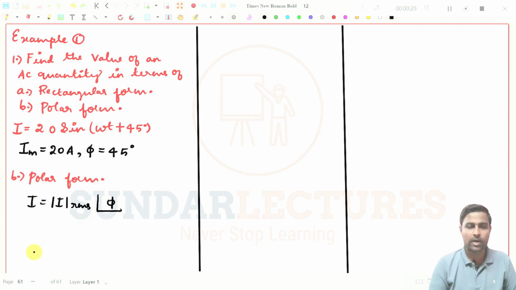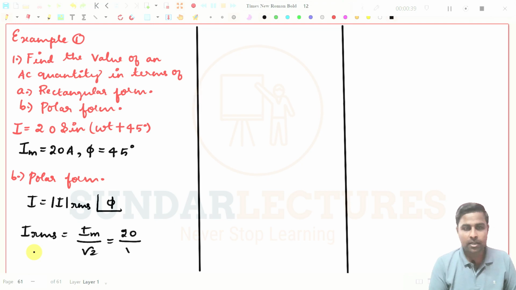We know what is the IRMS. IRMS can be written as IM divided by root 2. And what is this value? 20 divided by root 2. That is nothing but you will get 14.14 amperes. That's all. Simply we can write this.